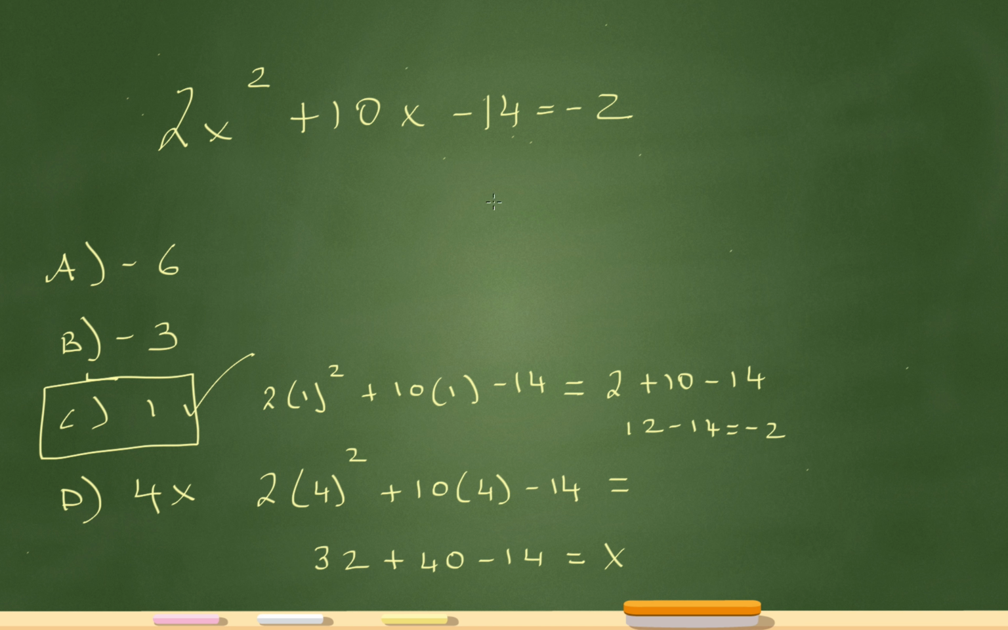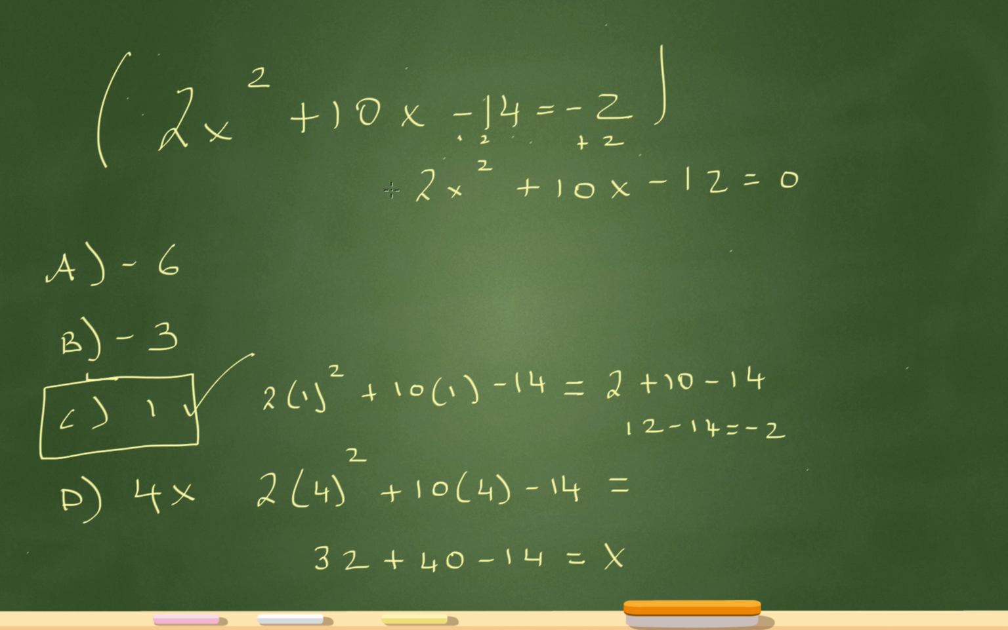Now, let's also figure out how to do this problem without actually using the answer choices, and I think it's important as well. So let me rewrite this. First thing I'm going to do is set this original equation equal to 0, and I can do that by adding 2 on both sides. So it'll be 2x squared plus 10x minus 12 equals 0, because remember I added the 2 from here over here to set it equal to 0.